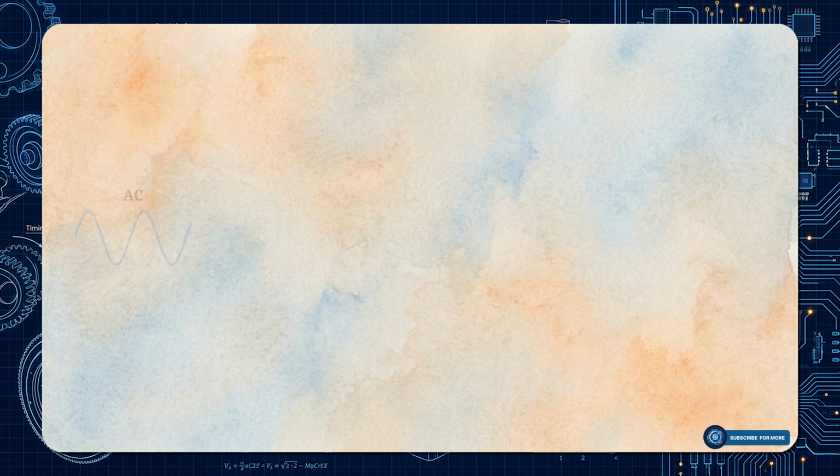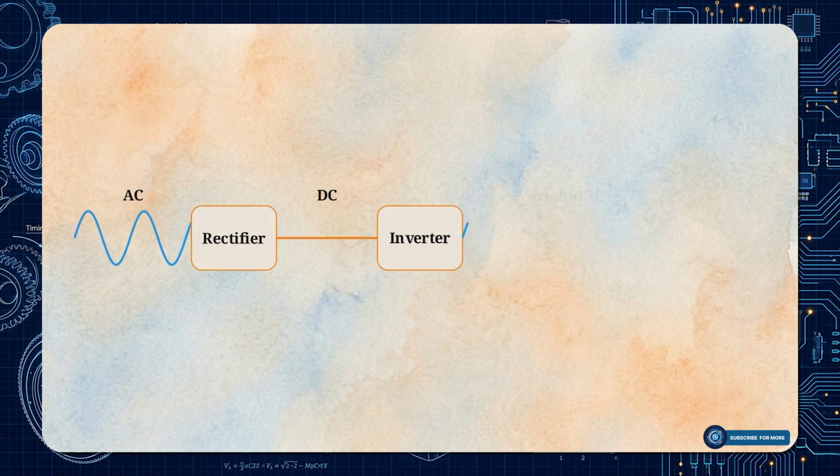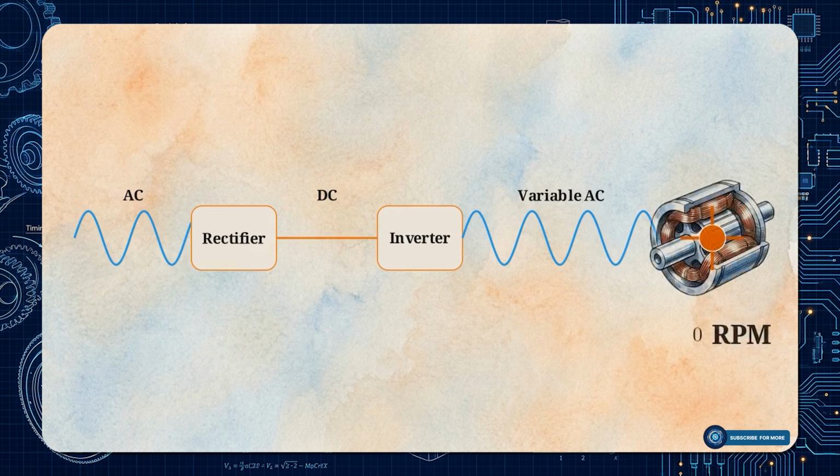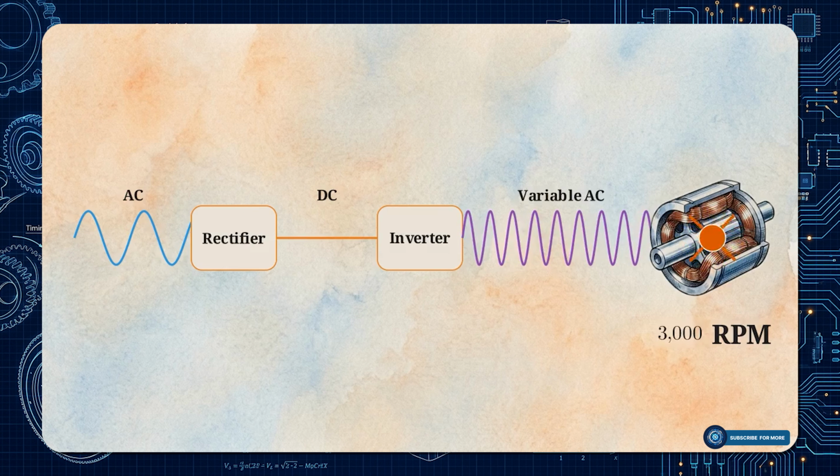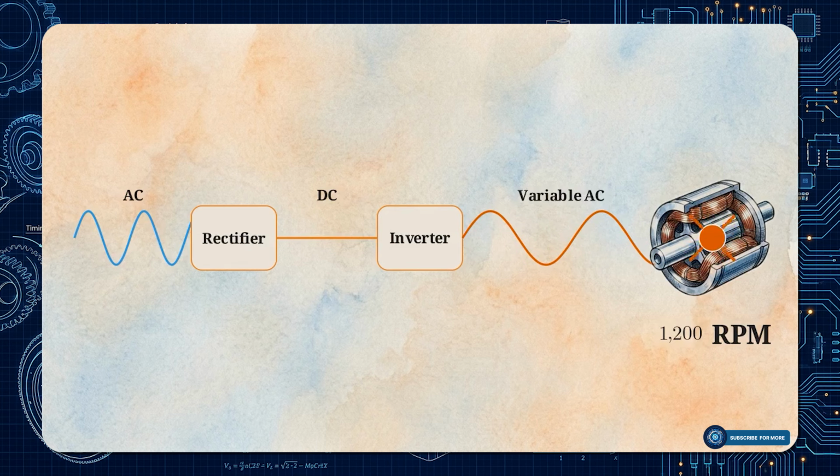This process begins with rectification. As the graph shows, the incoming alternating current is converted into a flat DC line. The circuit then inverts that DC power back into an AC wave. Crucially, the system can now dynamically alter the frequency of that wave. This variable frequency allows the system to throttle the compressor motor speed precisely.